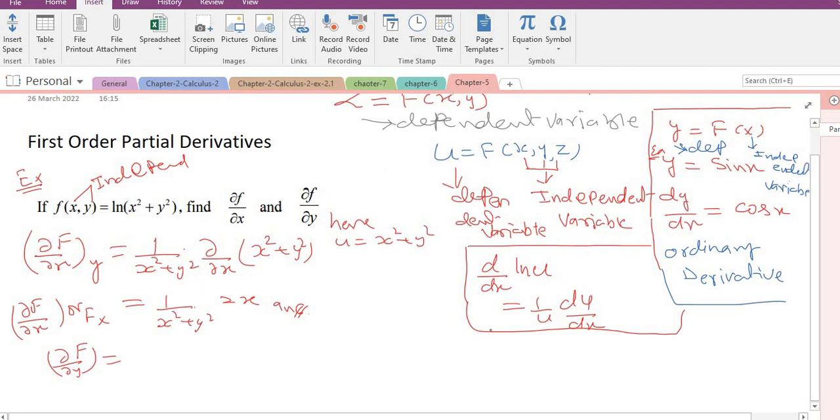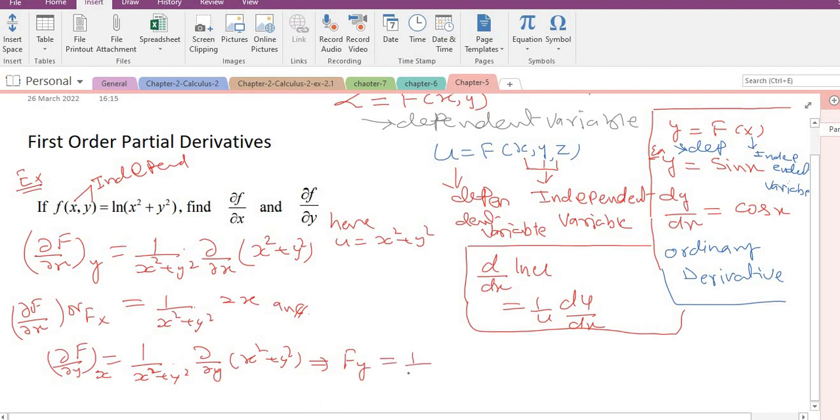So again we have to use this one. See that one here, again ln of u, u means again x square plus y square. So now you have to keep x as constant. So 1 divided by u, that means x square plus y square, and del y of x square plus y square.